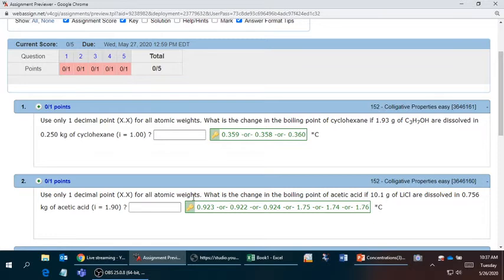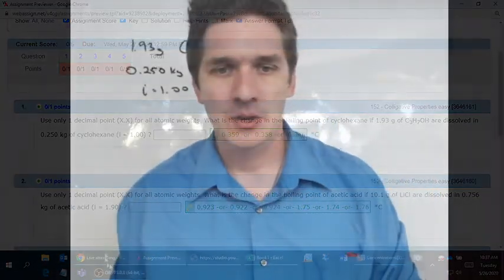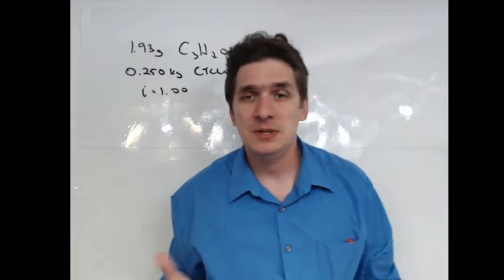delta T equals K i m. So we have 1.93 grams of C3H7OH, probably 1-propanol, dissolved in 0.25 kilograms of cyclohexane. And here we've got i is 1.00. Okay. So, with this type of problem, a few things to note.